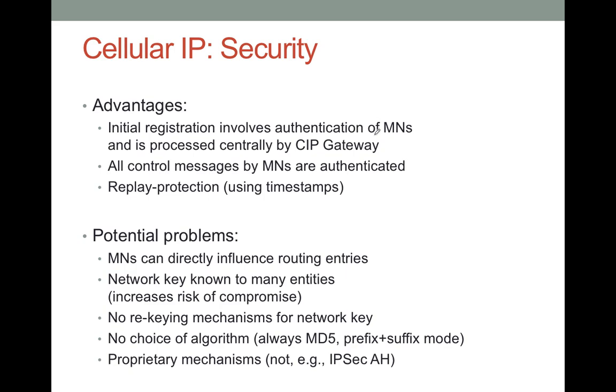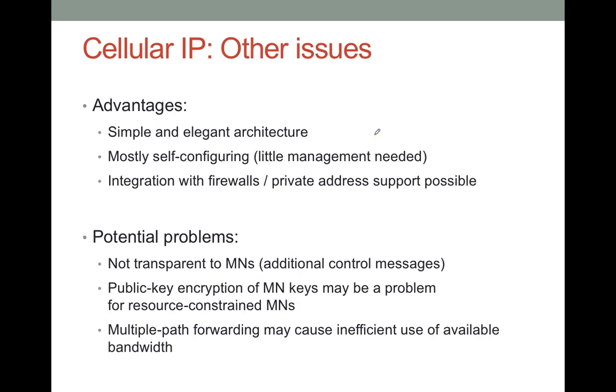What is the potential problem in cellular IP? A mobile node can directly influence routing entries. Yeah, because as we look at CIP, the entries are updated based on the mobile node packets sent over the network. The network key is known to many entities, because they are sharing it. There is no rekeying mechanism for the network key, and no choice of algorithm, using the MD5 prefix plus suffix mode and a proprietary mechanism, for example, not using IPsec. Right, that is the potential problem in CIP security.